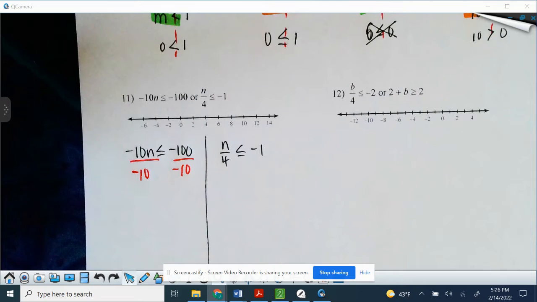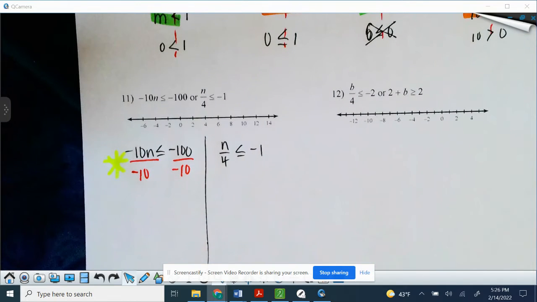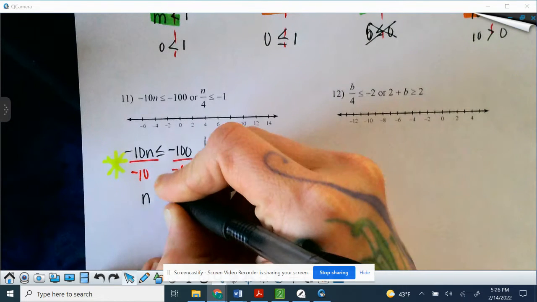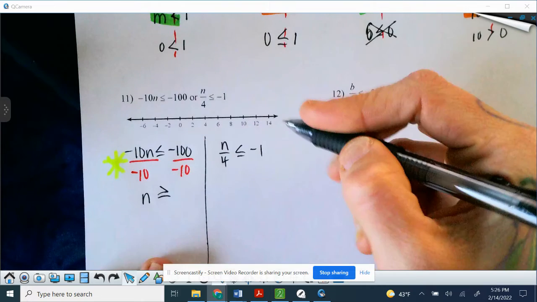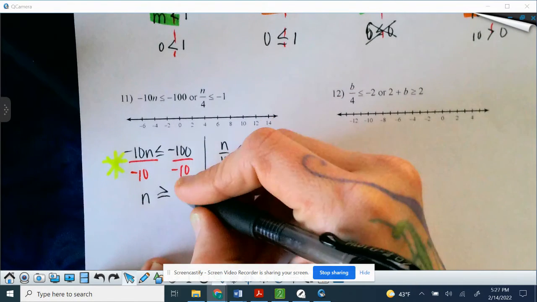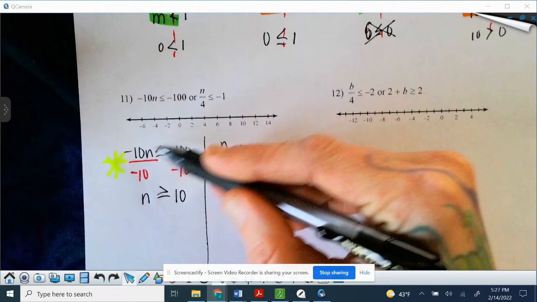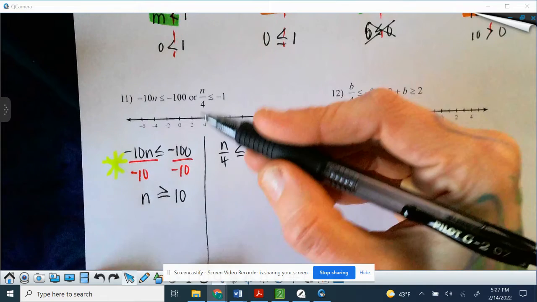That's division of a negative. So since it is division of a negative, remember this is that golden rule of inequalities. So I did use it. I have to flip my inequality for my final answer. So negative 100 divided by negative 10 is a positive 10. And you just flip it right after you have that operation occur. So n is going to be greater than or equal to 10.